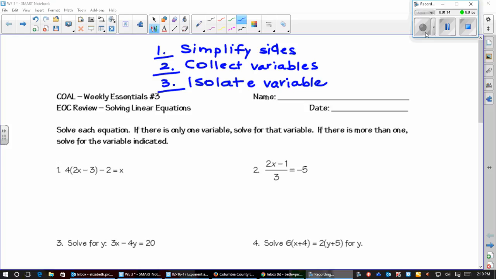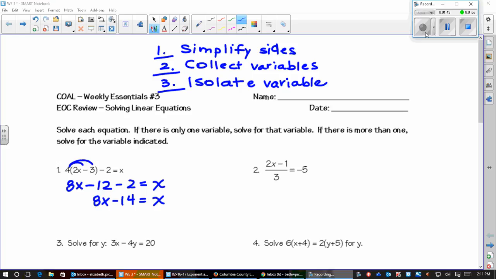So for instance, in number 1 here, we've got some simplifying that we can do on the left. First of all, we can get rid of these parentheses by using the distributive property. Each term multiplied by 4. 4 times 2x is 8x. 4 times minus 3 is minus 12. Okay, copy down the rest of it because we haven't worked with it yet. Still a little bit more simplifying that we can do. There's a minus 12 and a minus 2 that are like terms. I can combine those and get 8x minus 14 equals x.